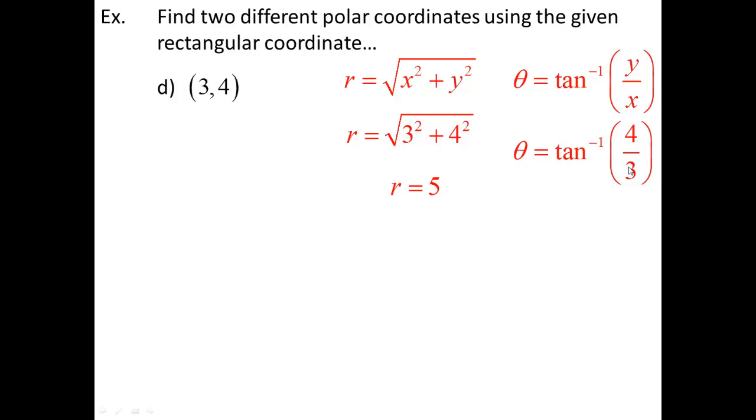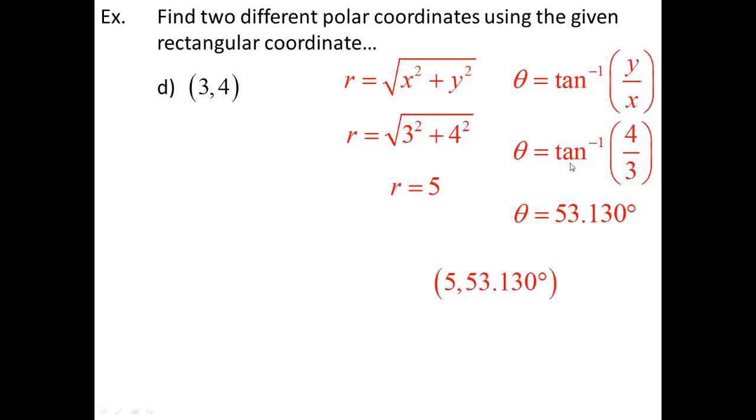And when I pull out my calculator, it doesn't matter if I put it in radians or degrees. I prefer radians most of the time. But when I am using the calculator, I know most of you are probably more comfortable with degrees, so I went ahead and left it in degrees for you, 53.130 degrees.